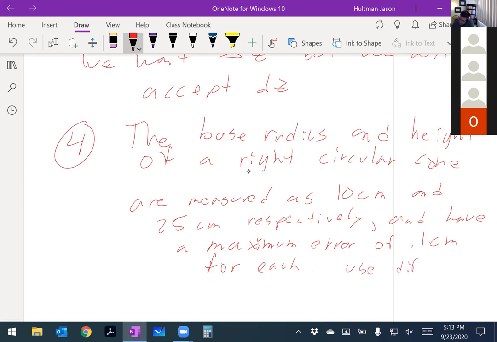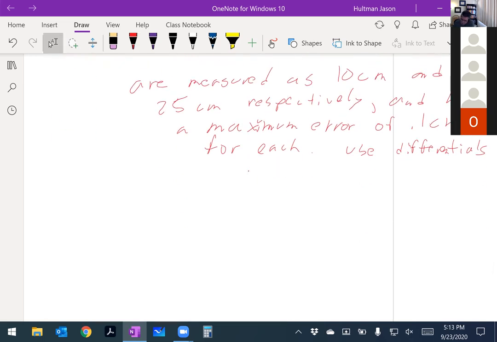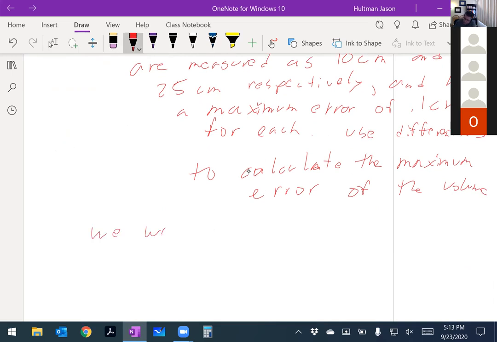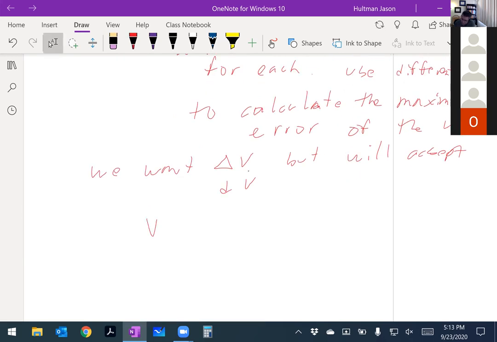Okay, use differentials to calculate the maximum error of the volume. Okay, so we want delta V, but we'll accept dV. Okay, so what's V? V is equal to, okay, for this cone, we're going to make it a right circular cone. Okay, right angle with R and H.